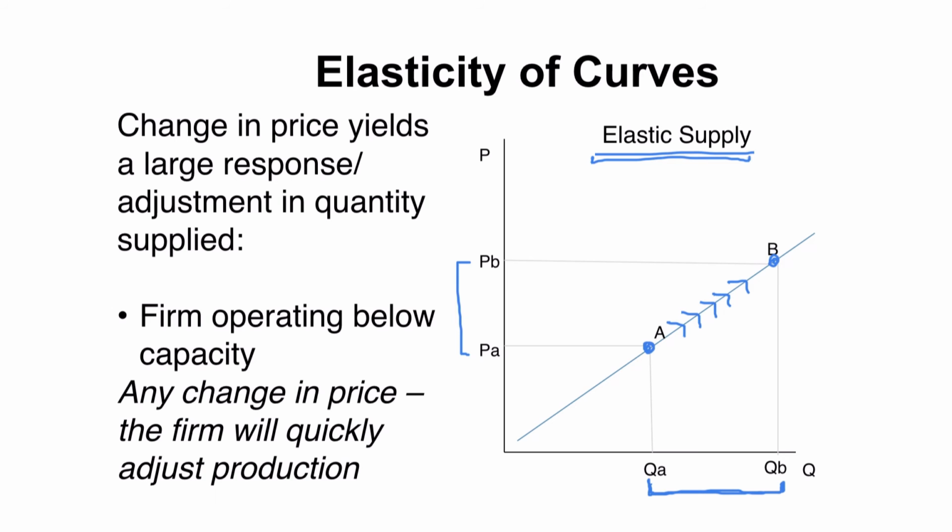So an example of an elastic supply would be a firm that's operating below capacity. Any change in the price, the firm would quickly react and adjust its production because it's not operating at full capacity.